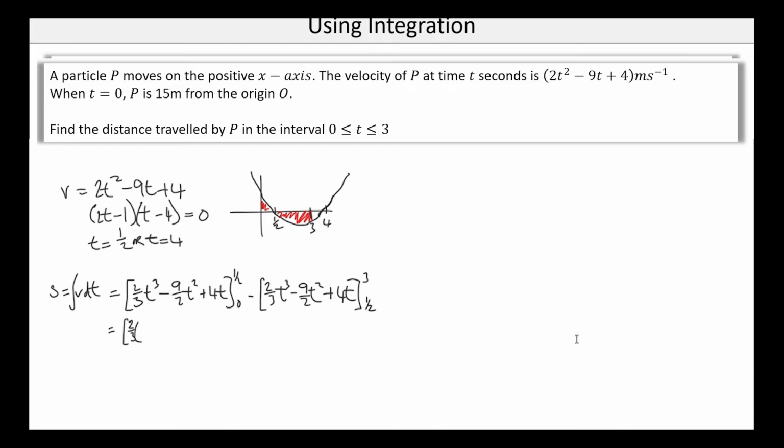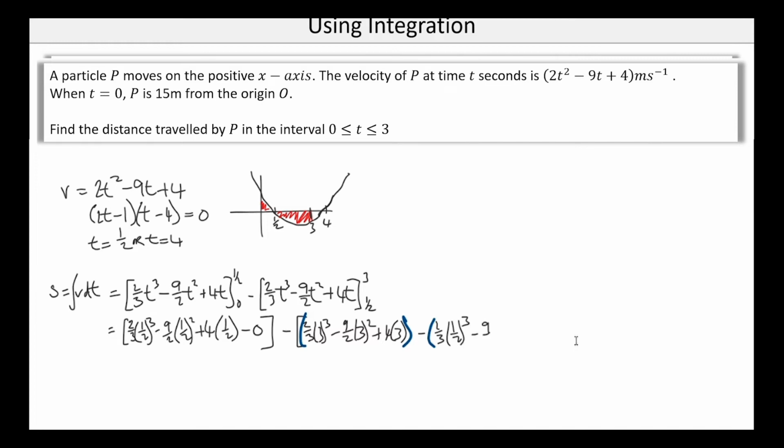So here we substitute in a half, and I get this expression. Substituting in 0 is just going to give us 0. This time around, I'm going to substitute in 3 to these 3 terms, and subtract 1/2 substituted into these 3 terms. A lot of this is just going to go into the calculator, and that gives us an answer of 149/12. So that will be the total distance that's been covered in the first 3 seconds.